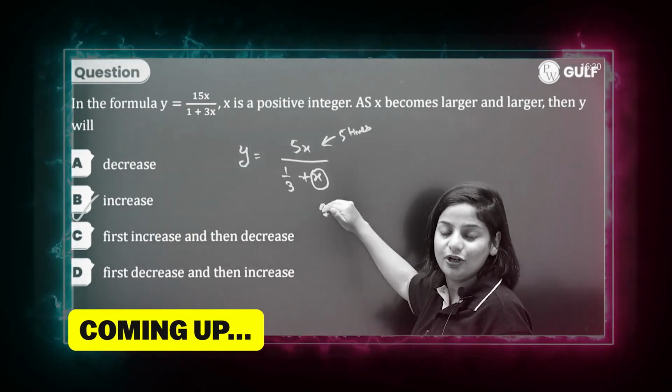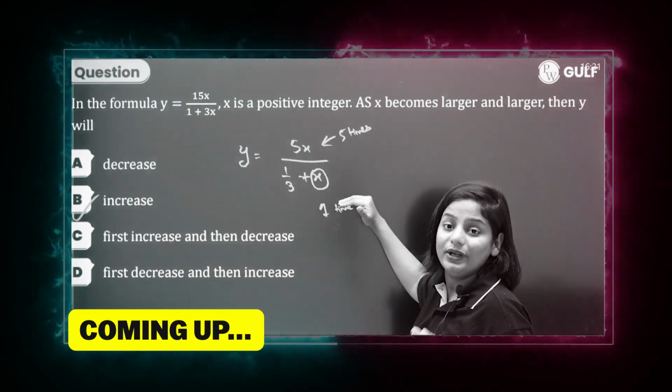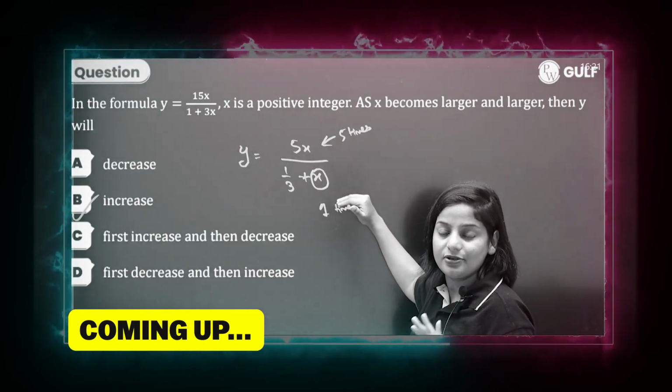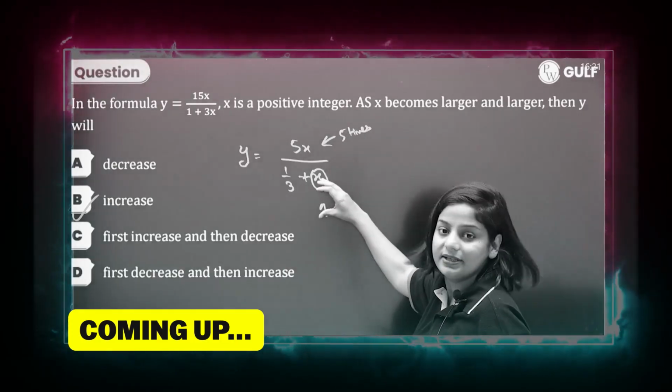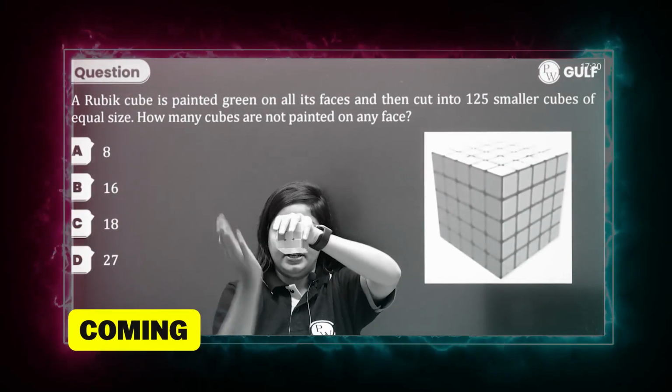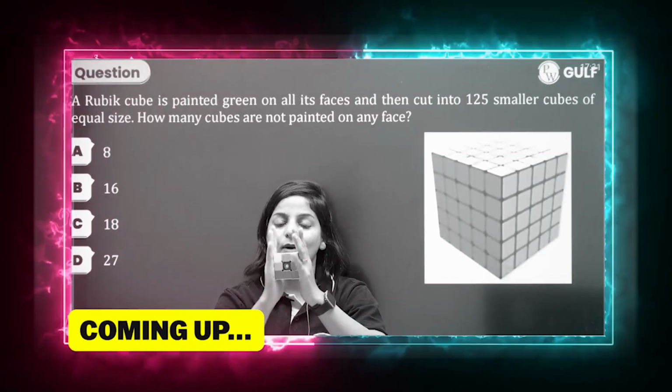If you increase the denominator 5 times, the numerator will increase 25 times. If you increase the denominator 10 times, the numerator will increase 10 5s are 50 times. So the numerator is much bigger than the denominator. From top it's painted, from bottom it's painted green. So everything is painted green from outside.